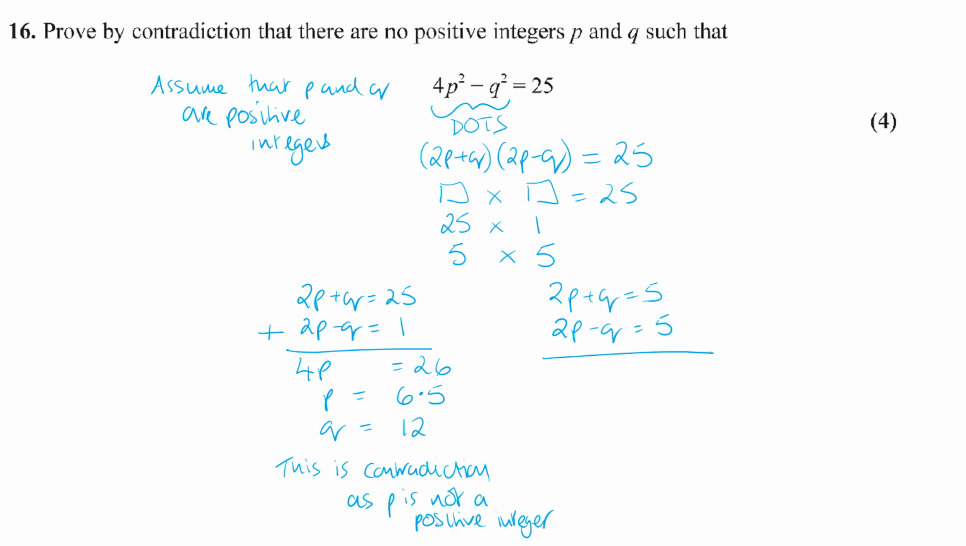Now let's do the other one. We can add them as well and get that 4p is 10. p is going to equal 2.5. If you put 2.5 back in, double 2.5 is 5, then q would have to equal 0. So this is also a contradiction.